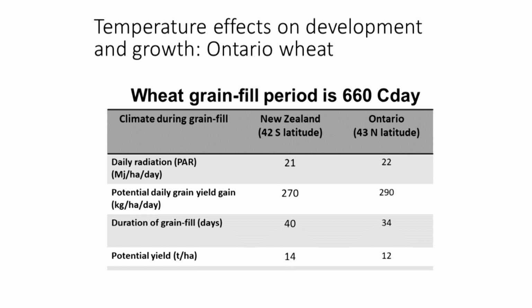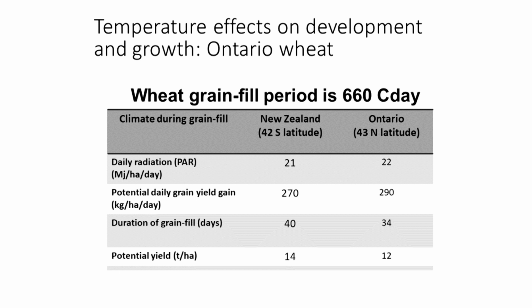So on balance, when we do up all the math, basically the duration of grain fill multiplied by the potential daily grain yield gain, potential yield is about 2 tons per hectare higher in New Zealand compared to Ontario. And that is not to do with the total intensity of daily radiation. It's higher in Ontario, but it has to do with the duration of grain fill.